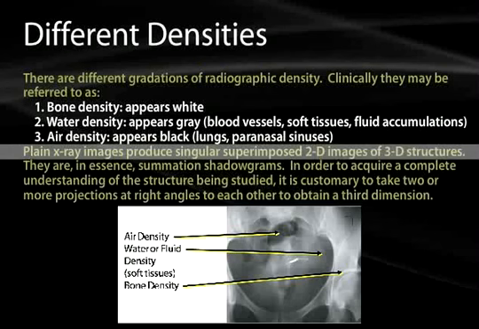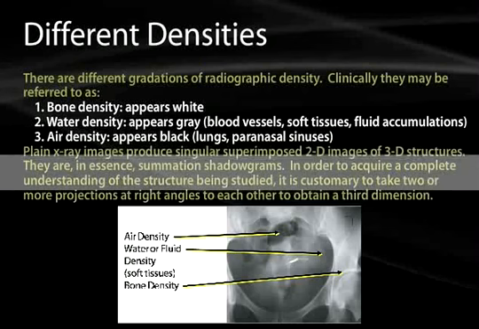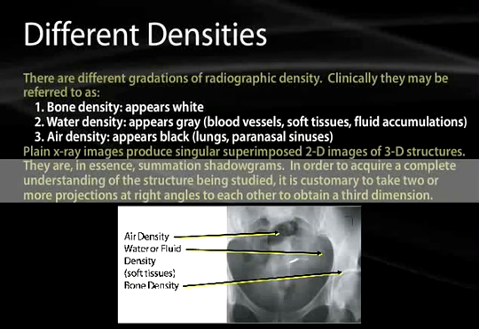Plain film images produce singular, superimposed two-dimensional images of three-dimensional structures, which can sometimes be confusing. In essence, they have a summation of a shadow, or a shadowgram, which requires a complete understanding of the human body in order to fully understand what's happening in a three-dimensional image. Here we've marked an air density, a water or fluid density of soft tissues, and the bone density of the acetabulum.